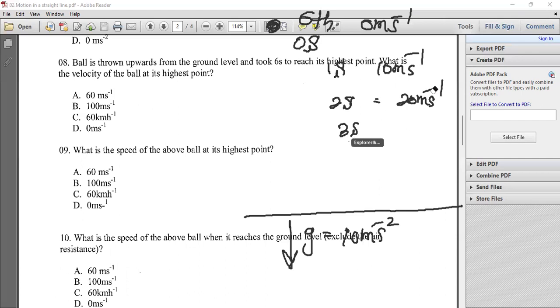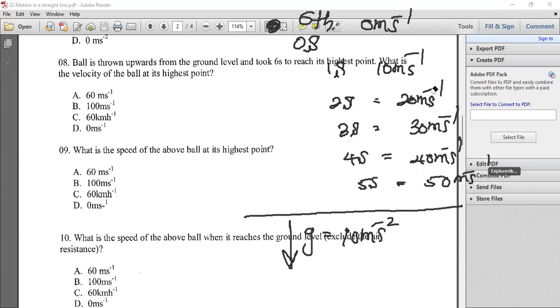Third second, the velocity of the object increases to 30 m/s. Fourth second, up to 40 m/s. Fifth second, up to 50 m/s. The sixth second, when it hits the ground, the velocity of the object would be 60 m/s. So now you can understand the velocity of the object when it hits the ground: that is 60 meters per second. You may have two answers, 60 kilometers per second and 60 meters per second. 60 meters per second should be the answer.